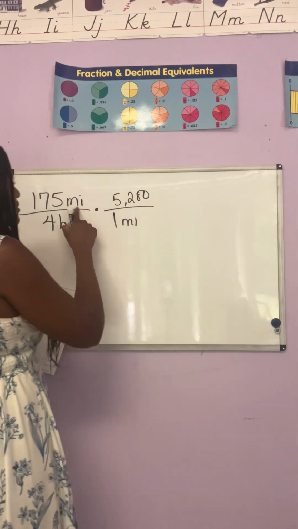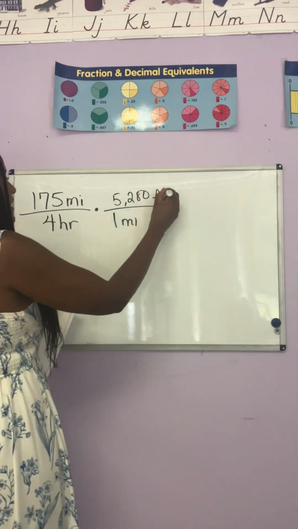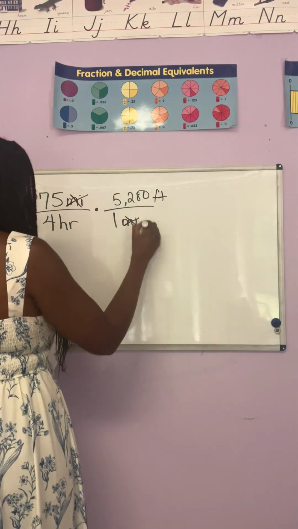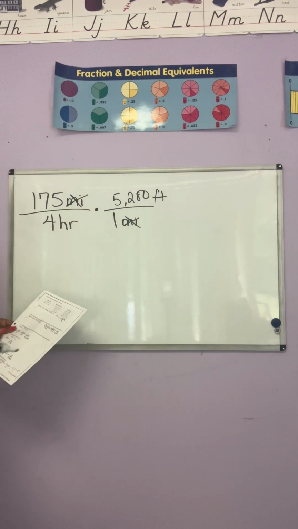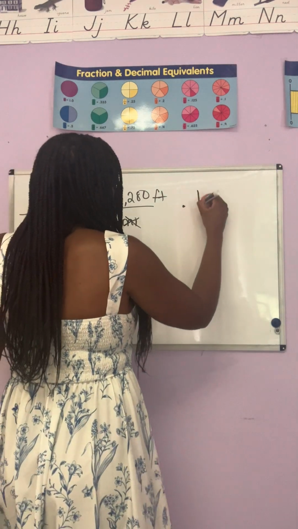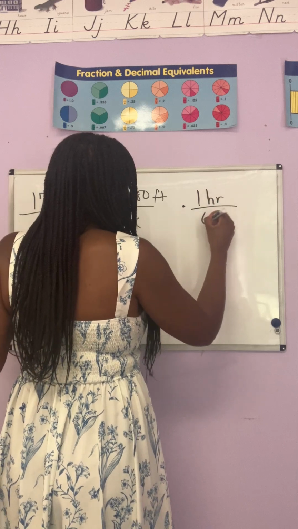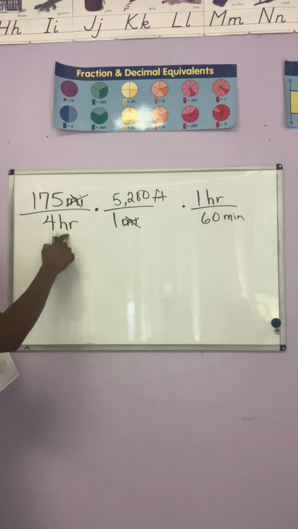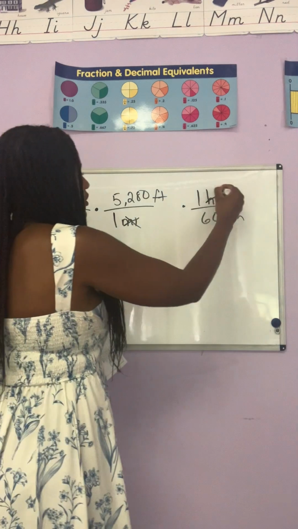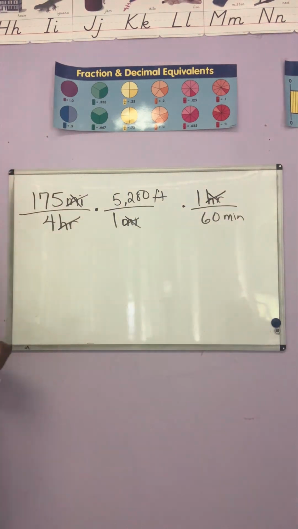So you see we have miles on top so they can cancel each other out. But we also are going from hours to minutes, so we need to take care of that issue too. We do know that 1 hour has 60 minutes. That's because we have an hour down here, so we want our hour on top. That way they can cancel out.